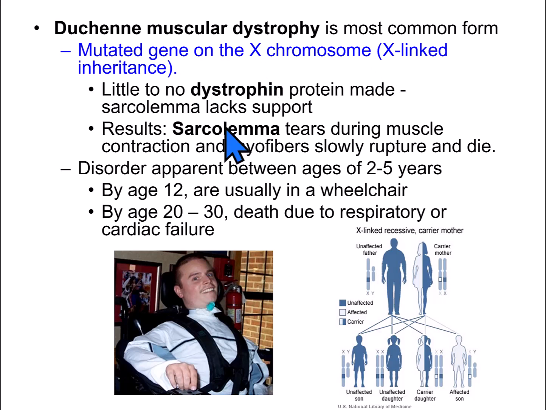These individuals produce little to no dystrophin protein. Therefore, the sarcolemma is going to lack support. Now, the result of this is that the sarcolemma tears during muscle contraction, and myofibers slowly rupture and die. And then they're going to be replaced by that connective tissue and adipose tissue. The disorder is apparent usually between the ages of 2 and 5. By the age of 12, a person with Duchenne muscular dystrophy usually will be in a wheelchair, and then by age 20 to 30, death can result due to respiratory failure and cardiac failure.